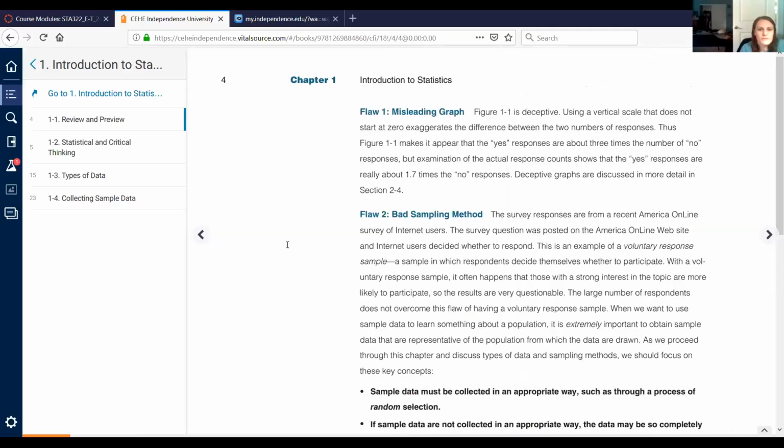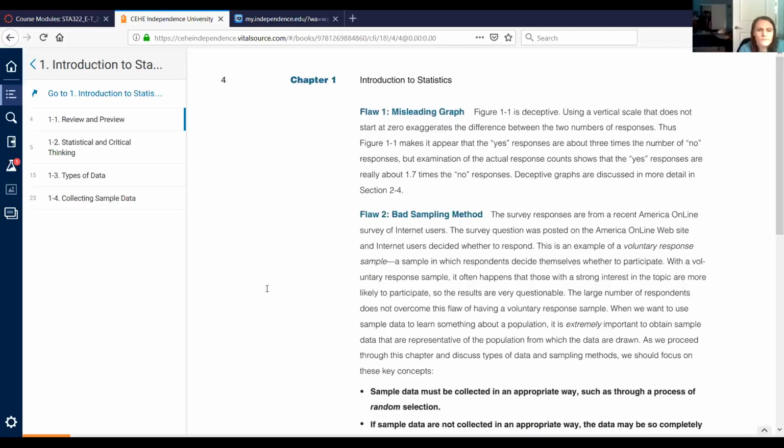Politicians do this a lot. Advertisers do this a lot to make the data look very, very different visually, because most people are visual. They don't look at numbers. They will look at the visual of the presentation, and that's how they form their impressions.